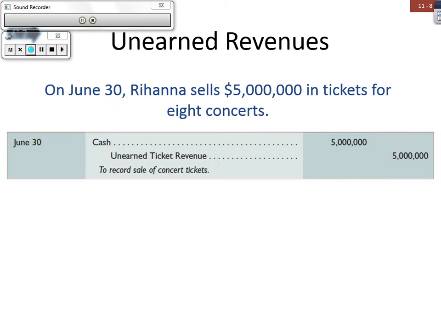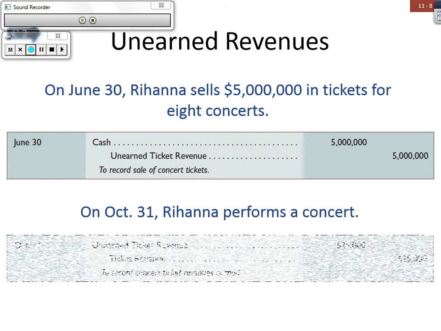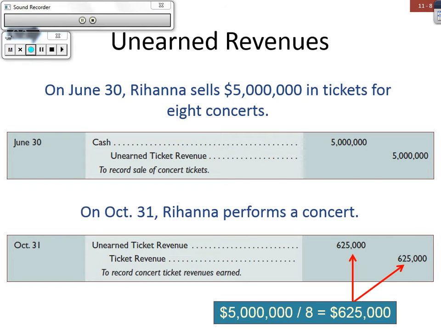Unearned revenues. They gave you an example of a concert. A lot of these celebrities, they get money way up front before their concerts. Like you notice how a lot of them will sell concert tickets a year in advance. It might not be until next year. Sometimes you don't care. You pay for the ticket up front so that you can get a good seat, better price. Same situation. This particular artist, Rihanna, sells 5 million in tickets for 8 concerts. She has not performed them yet. So we have to consider it as unearned revenue.